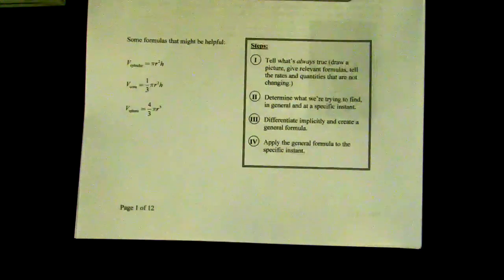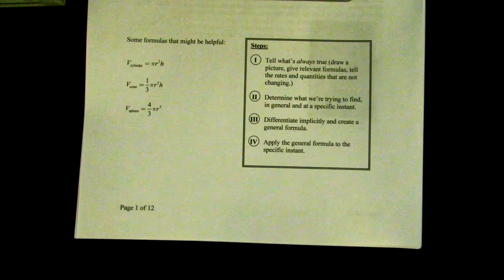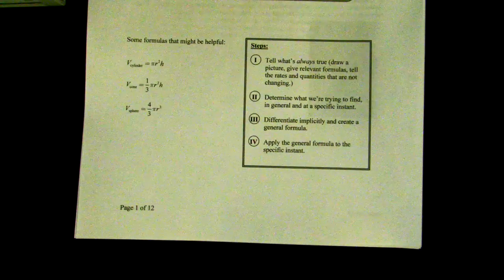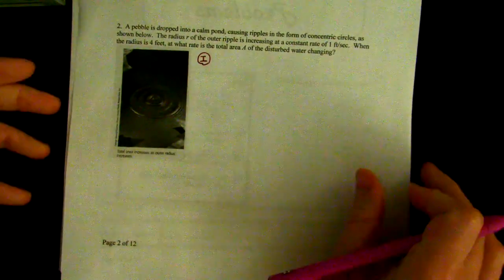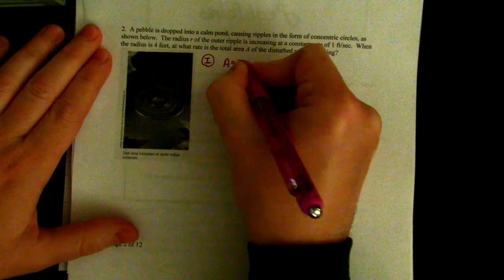Part 3 is when we're going to go do some calculus. We're going to find a derivative, and somehow it's going to be an implicit derivative. I'll make a formula for the rate I'm looking for. And then in part 4, I'll deal with my specific instant. Here's how we're going to apply these steps. Oops, notepad again. Okay. Step number 1. Let's see, what is always true here? Well, I know that the area of the circle is always going to be A equals pi times r squared. That's something that is always true.